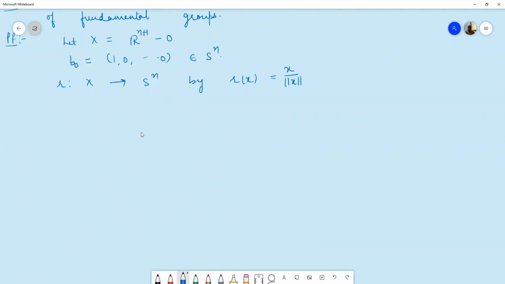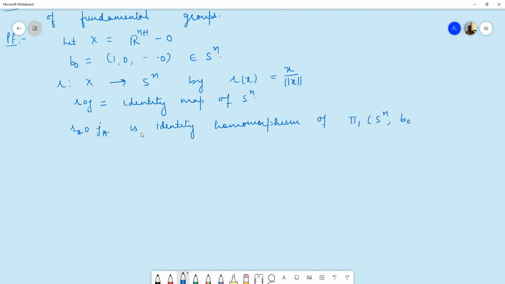Now, this R circle J will be the identity map. If we define R like this, then R circle J will be the identity map of X. Identity map of Sn, sorry. So if this is the identity map, then R star circle J star is also the identity map. And it means this is the identity homomorphism of the fundamental group of the space Sn with respect to, let us say, point B naught.